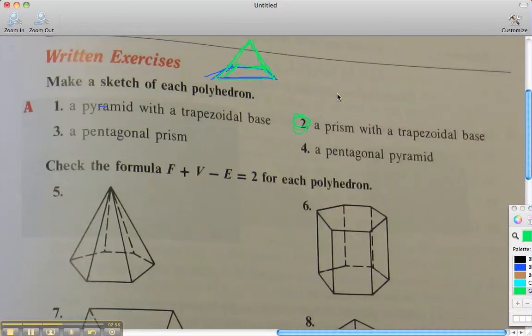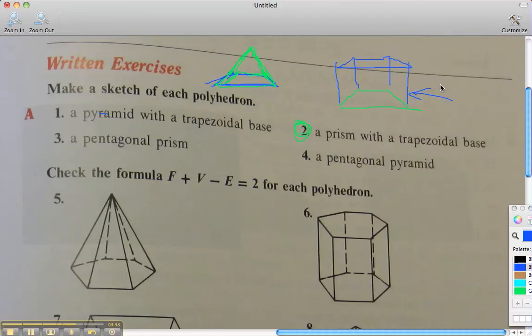So we have to do number 2. It says a prism with a trapezoidal base. Now remember, a prism is where they've just extended the figure up. So here's the trapezoid, right? Sorry, it's not perfect. And then you're going to extend up the edges vertically like this. And then there's going to be another trapezoid at the top. Like that. That's a prism with a trapezoidal base.